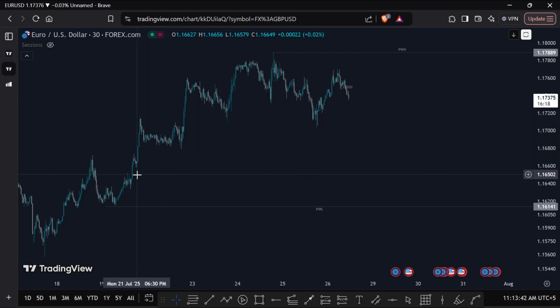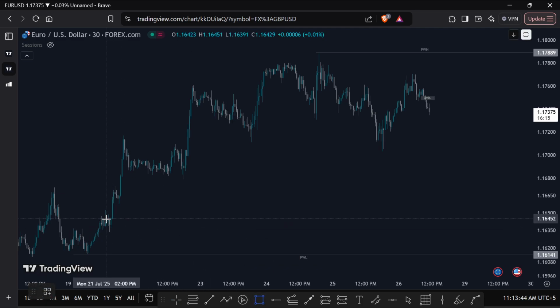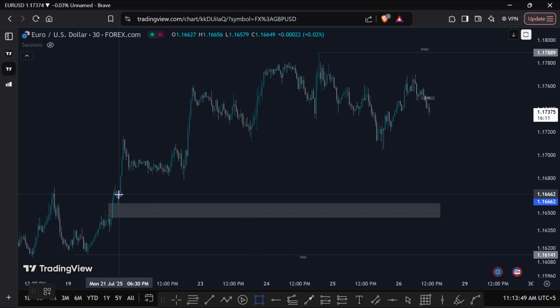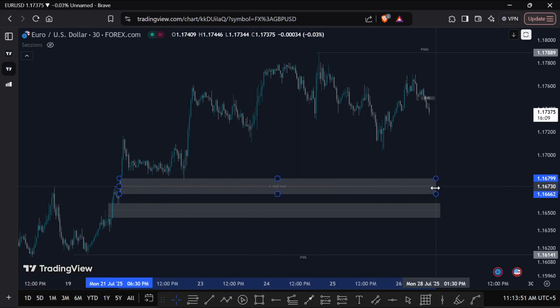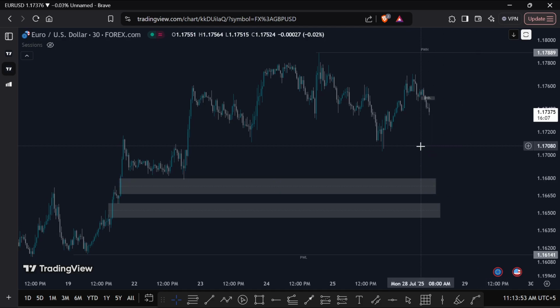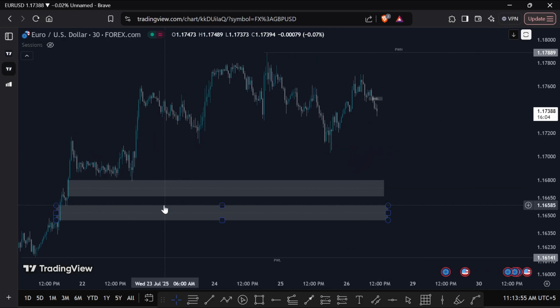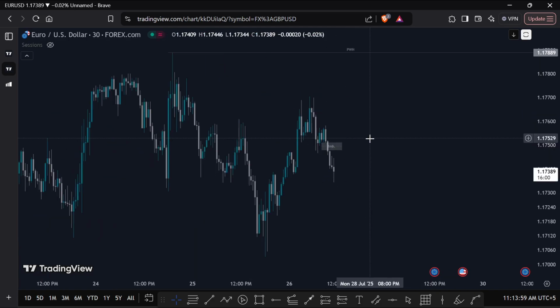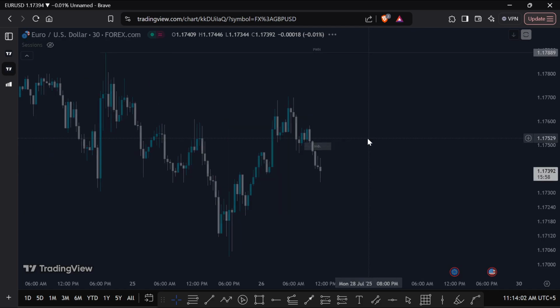And then we have a lot of imbalances on the sell side on EU, like this. We have a lot of them because the market was in an uptrend, and when the market is in an uptrend, of course it will create imbalances and leave them unfilled. So that's why we have a lot of imbalances. And now let's move towards the Asia range.